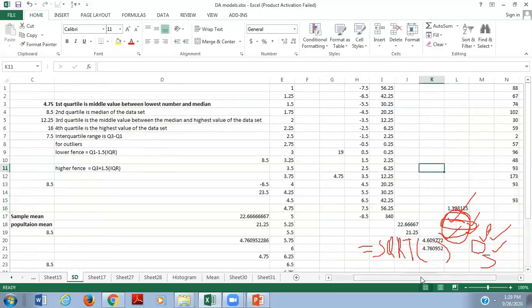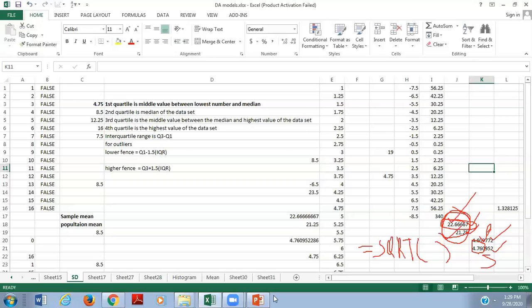Okay, so I think we will discuss this concept of standard deviation and variance more in our next class.